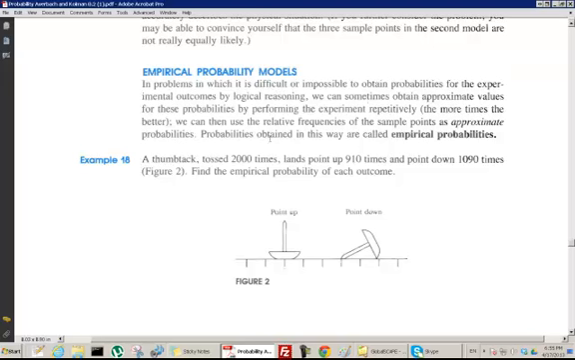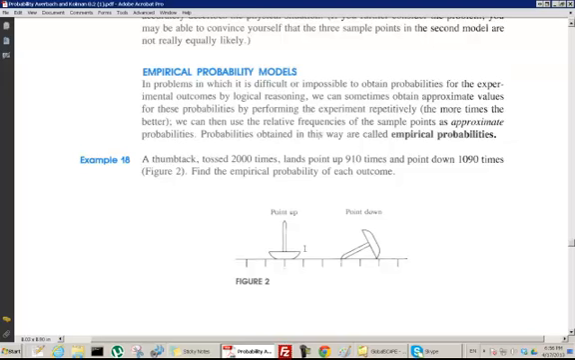The more times, the better. We can then use the relative frequencies of the sample points. So if we were checking a die, we would see how many times does the 1 occur, how many times does the 2 occur, and so on. So we can use the relative frequencies of the sample points as approximate probabilities. Probabilities obtained in this way are called empirical probabilities.